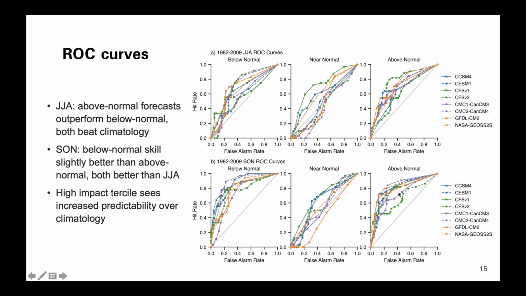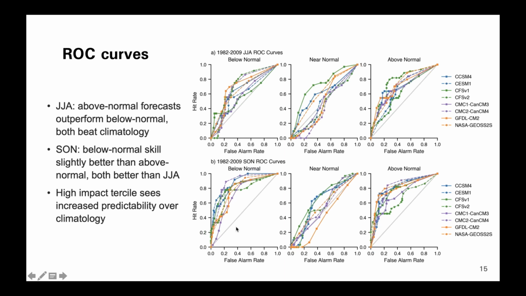The points on each curve correspond to the number of ensemble members that are forecasting the event, and each NMME model is colored according to the legend here. So in JJA, the below normal forecasts outperform climatology, so they lie above this gray diagonal line. But they're not quite as skillful as the above normal forecasts. Only the CMC2 CAN CM4 model produces an improved forecast in the above normal case.